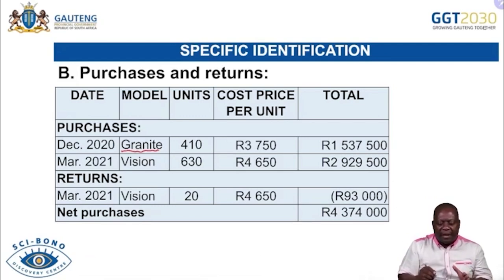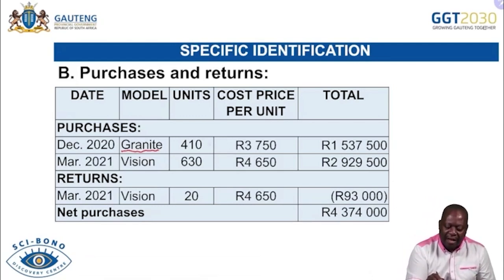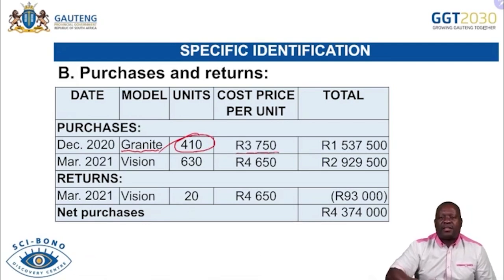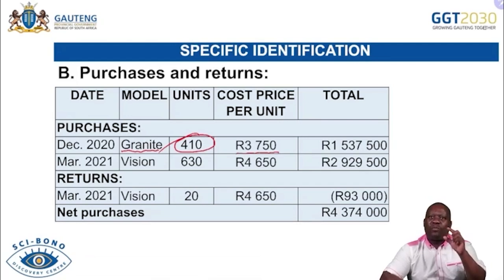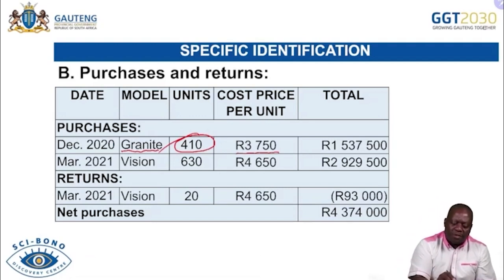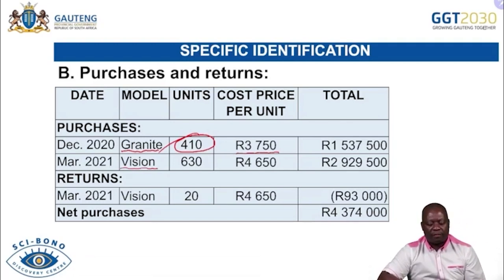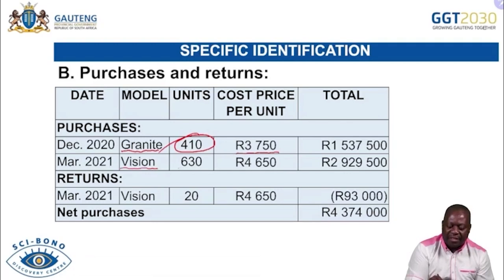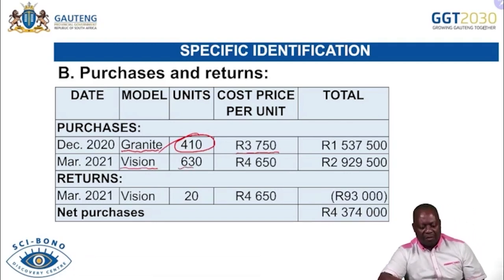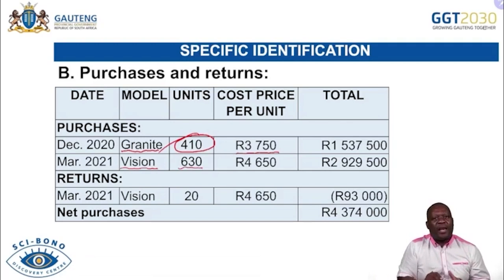Now, in December, we bought the granite. In the granite, they are 410 and the price is 3,750 for one. I am interested in the cost price per unit. Now, when it comes to March, we bought the third model, the Vision, and we bought 630 units. And the price is 4,650.